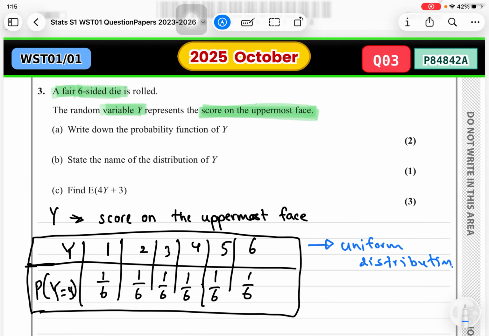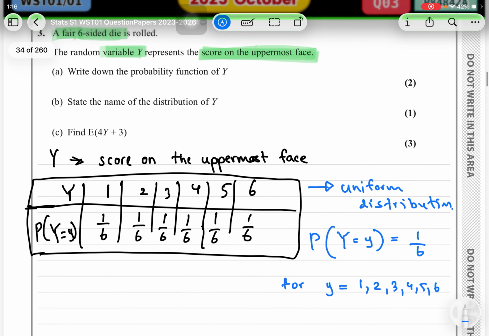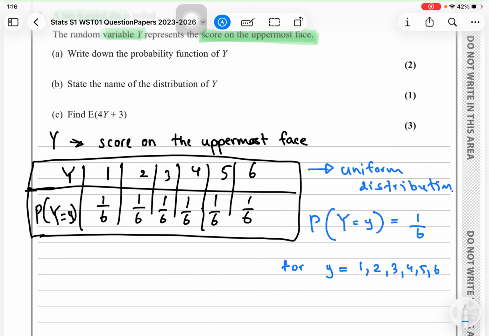Now they're asking us for the probability function. Whenever we are writing the probability function for a uniform distribution, we say the probability of Y equals y would be 1/6 for y equals 1, 2, 3, 4, 5, 6. So this is our probability function. This is pretty straightforward, and this is how you say it.